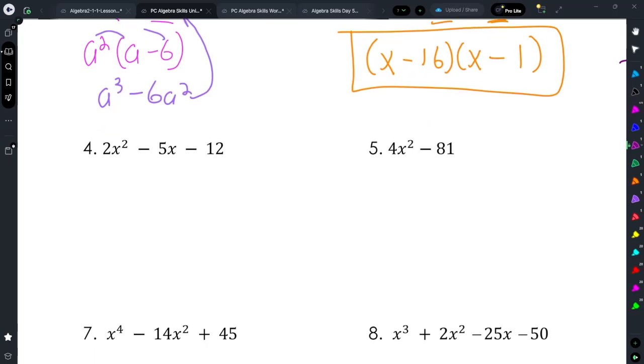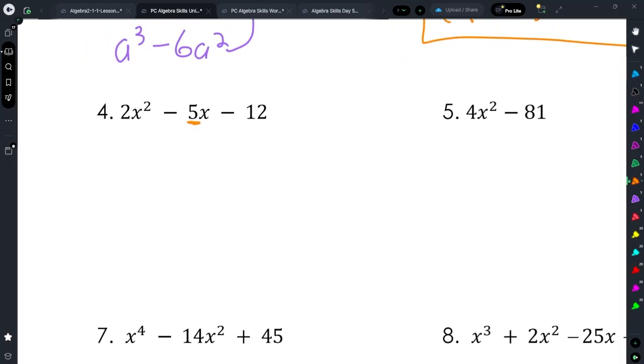All right, now number 4, we have 2x squared minus 5x minus 12. We can't factor out a 2 from everything because this 5 is not divisible by 2. You can't factor that out. So we're going to have to factor this either using guess and check or by grouping. I'm going to use guess and check, and the reason for that is because when we guess and check, the only way to get 2x squared is if one of these was 2x and the other one was x.